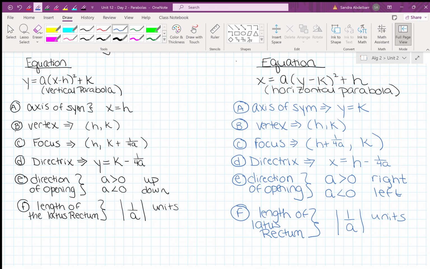All right, so we need graph paper. Does anybody need graph paper from me, or do you still have some from last time? Do you need graph paper from me?